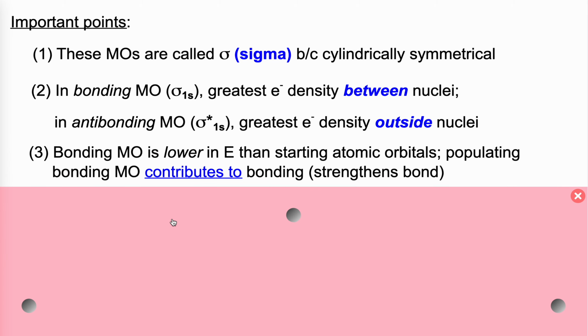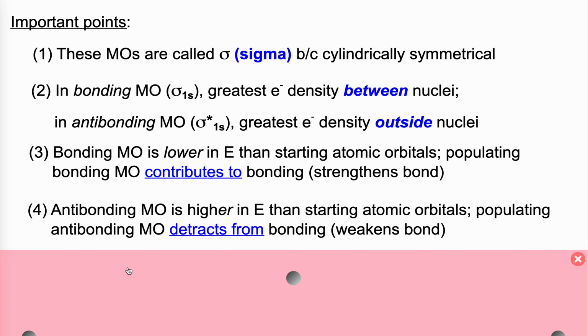The bonding molecular orbital is lower in energy than the starting atomic orbitals, and therefore when we populate bonding molecular orbitals with electrons, that contributes to bonding, meaning it strengthens the bond. However, the antibonding molecular orbital is higher in energy than the starting atomic orbitals, and when we populate an antibonding molecular orbital with electrons, that detracts from bonding, or weakens the bond.